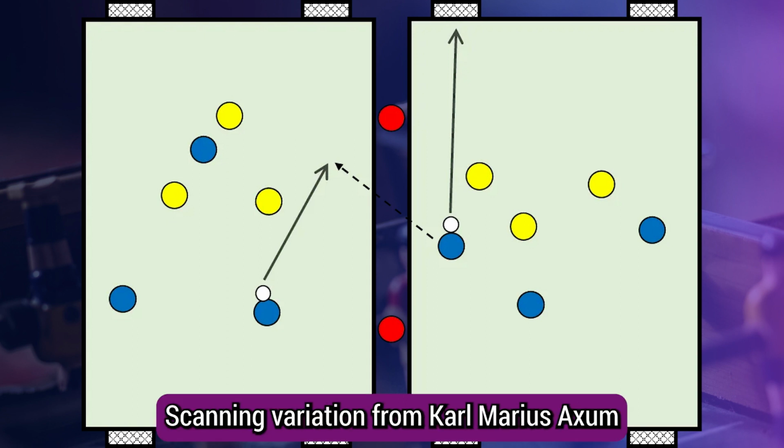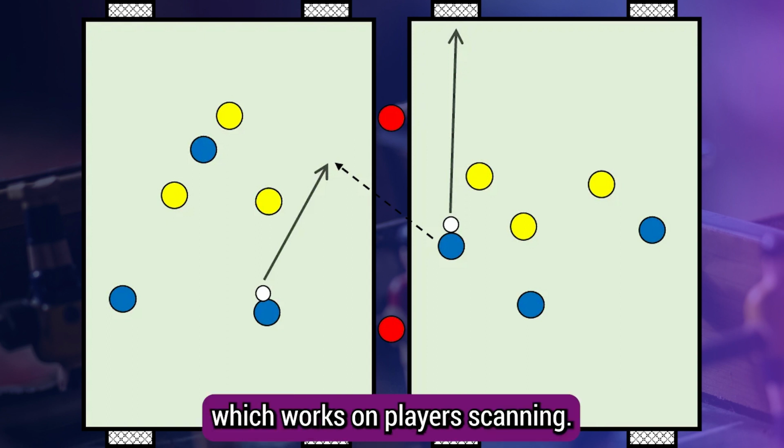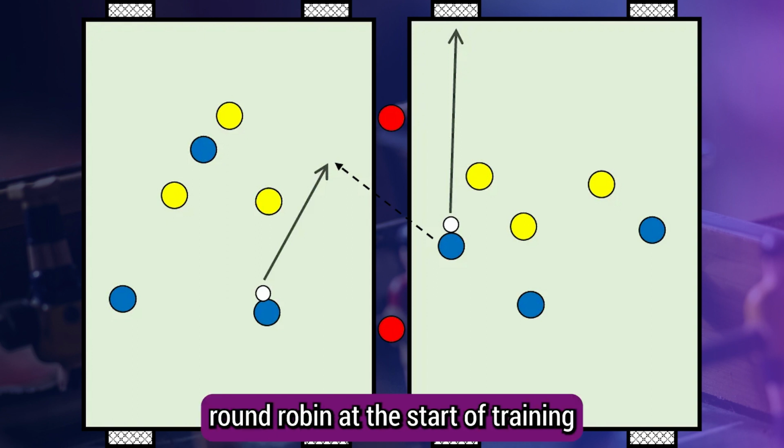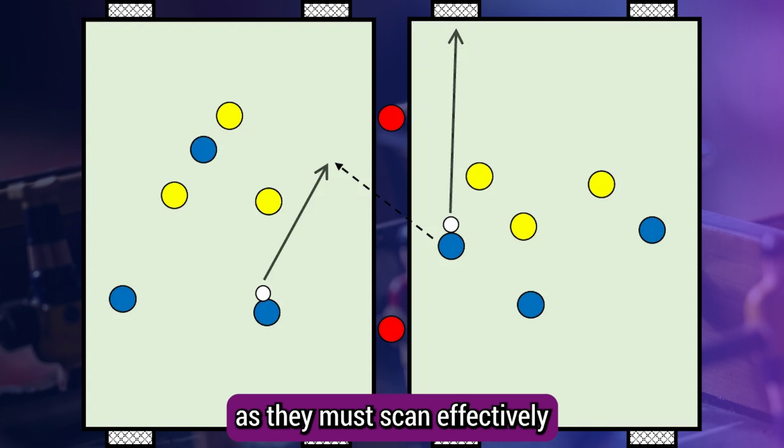Scanning variation. From Carl Marius Axum, a change to a 2v2x2+2 which works on players scanning. I use this regularly as a 5-team round robin at the start of training, with 2-minute games. There are 2 games going on simultaneously, with the neutral players supporting both fields. This is extremely demanding as they must scan effectively to keep track of both games, assess whether they can be utilized in possession, and communicate with players on both sides.